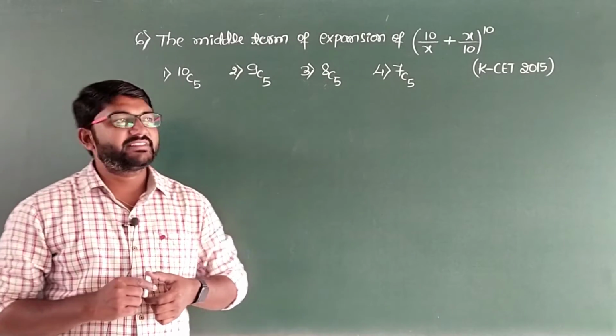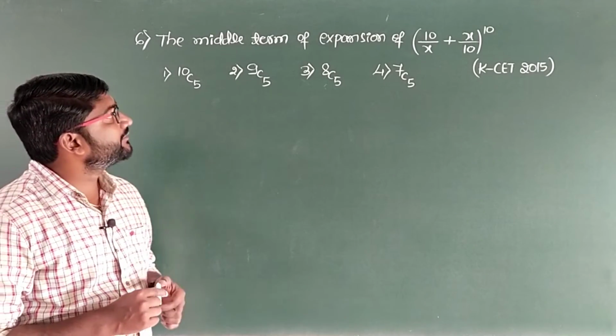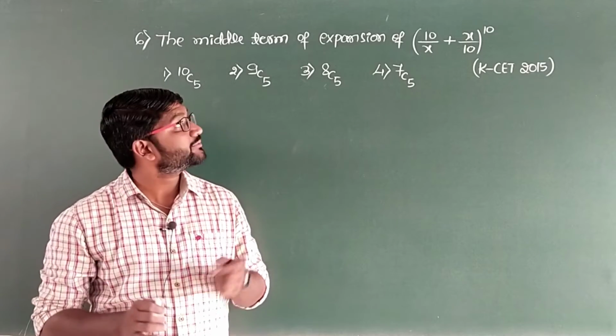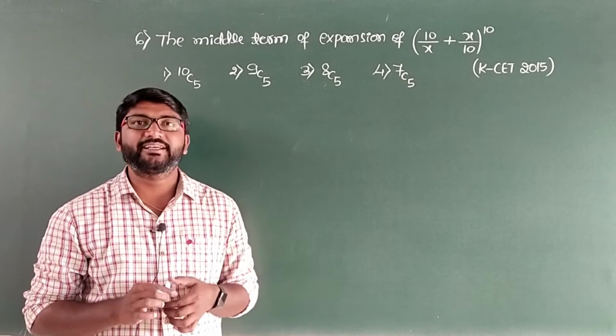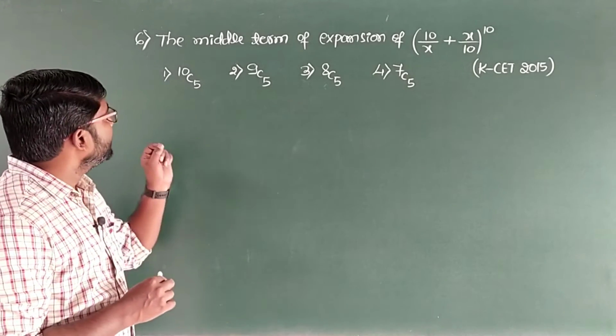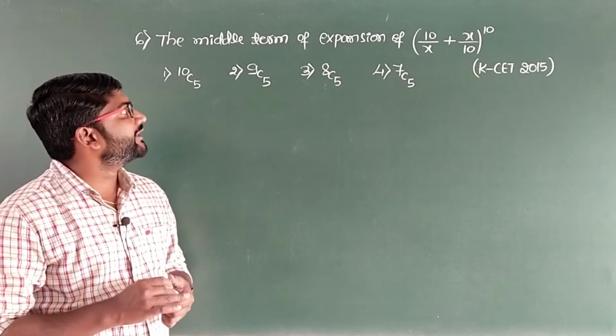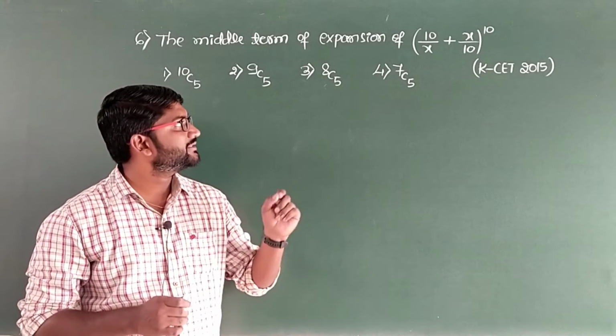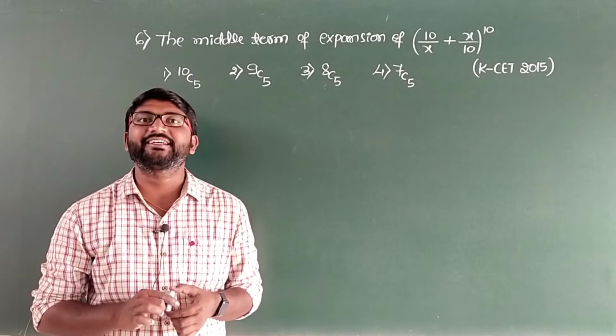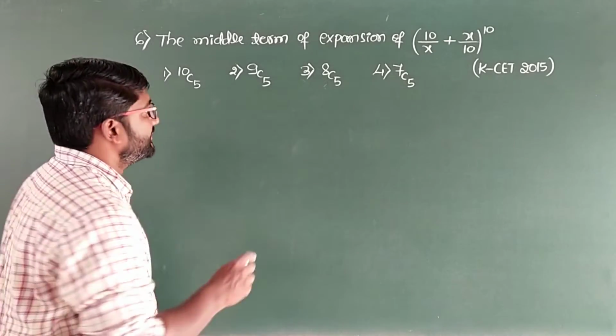Well, question number 6: the middle term of the expansion of (10/x + x/10) whole to the power 10. The four options are 10C5, 9C5, 8C5 and 7C5. This question was given in Karnataka CET 2015. So let us go ahead with the solution here.